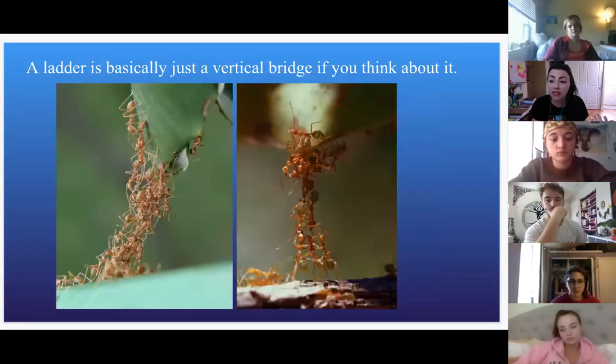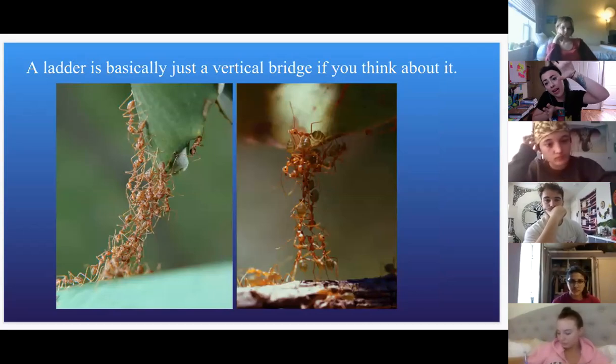They can also make ladders out of their own bodies as well, which if you think about it, it's just a vertical bridge. So we just have multiple different forms making slightly different functions, but they're using that same strategy of like bite, hook, look for the edge.